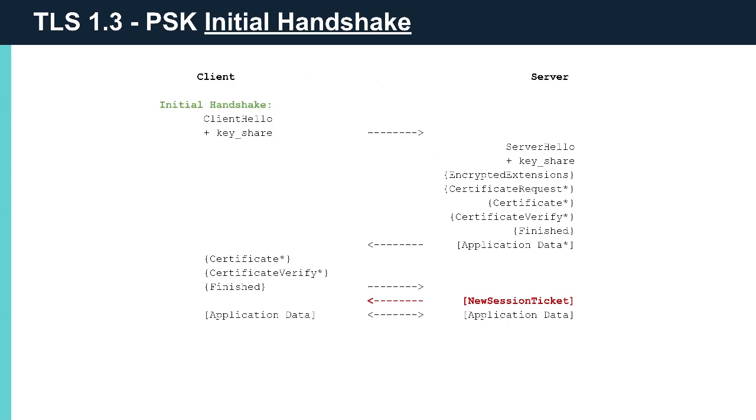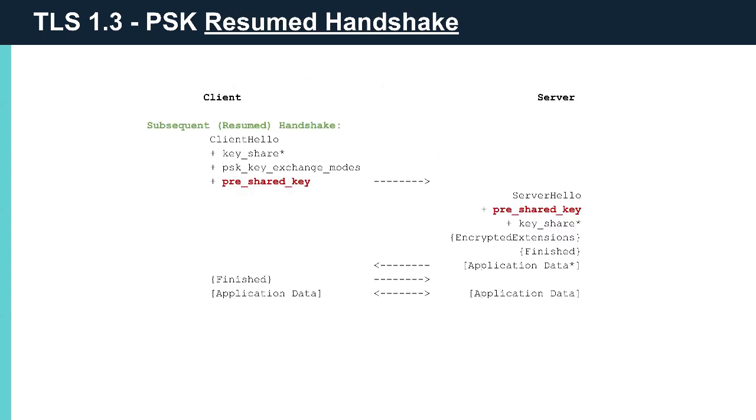Here you can see the initial handshake happening, and after the finished messages get exchanged, the server sends back a new session ticket message. This is what's going to contain the PSK identity for the client to use for resumption in a following handshake. Here we can see the following handshake happening, where the client has then applied that pre-shared key information to its client hello. And if the server chooses to resume the session, it also attaches a pre-shared key extension to the server hello.